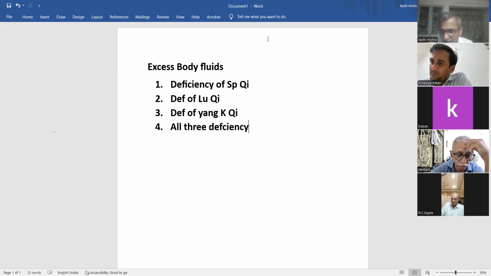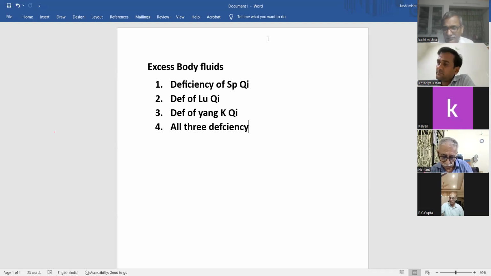ठीक है जोशी जी, जी सर, समझ गया। और क्या कर सकते हैं? Tie in opposite flow, yang tone, yin sedate. That also you can do.